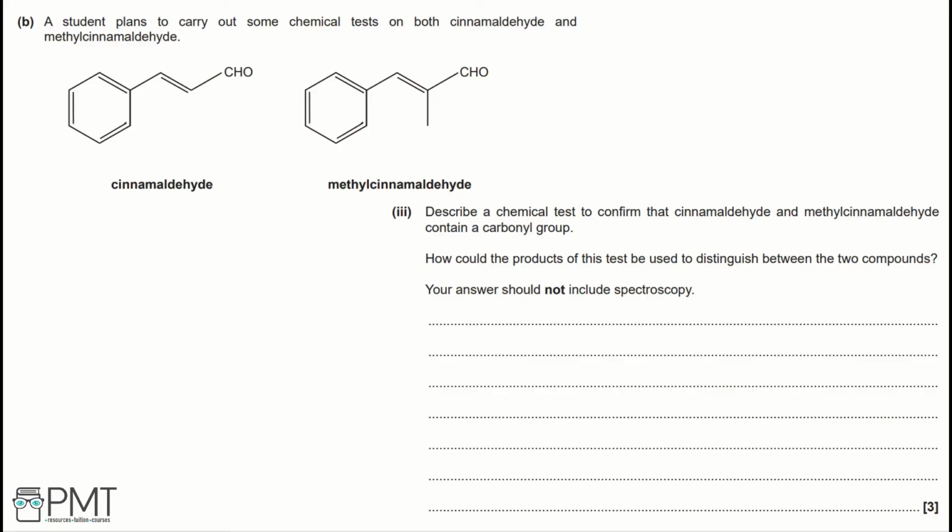Part 3. Describe a chemical test to confirm that cinnamaldehyde and methylcinnamaldehyde contain a carbonyl group. How could the products of this test be used to distinguish between the two compounds? Your answer should not include spectroscopy. The first bit of this question is asking us for the chemical test of a carbonyl group. The chemical test for a carbonyl group is 2,4-DNP, and the positive result is that it's going to produce an orange precipitate. So we can say a PPT, that's a precipitate. In the next part of this question, we're asked about how we distinguish between the two compounds, and we can't use spectroscopy.